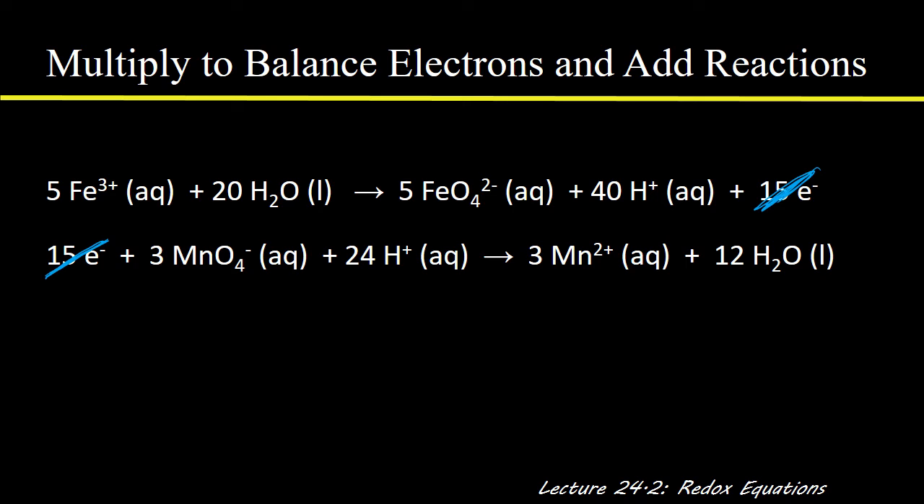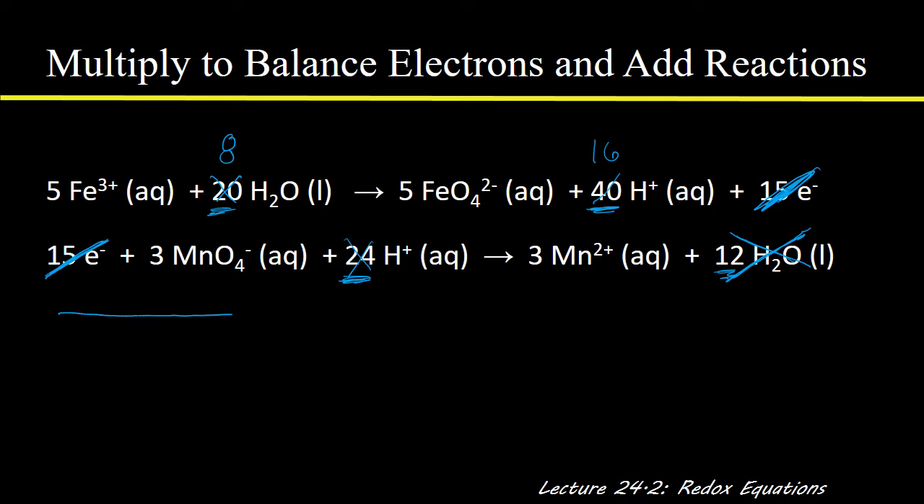So for waters, we've got 20 waters over here and 12 waters over here, so we can cancel 12 of those. If we get rid of 12 waters from both sides, that leaves us with no water over here, and it leaves us with 8 waters here. And for hydrogen ions, we've got 24 here and 40 here. So if we cancel 24 of them on both sides, that leaves us with 16 on the right-hand side.